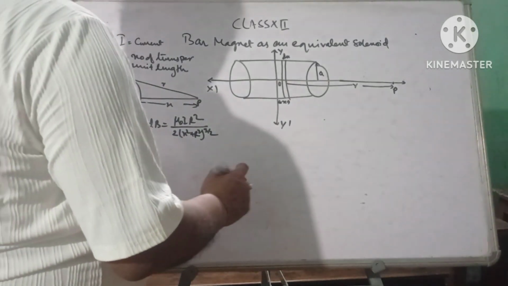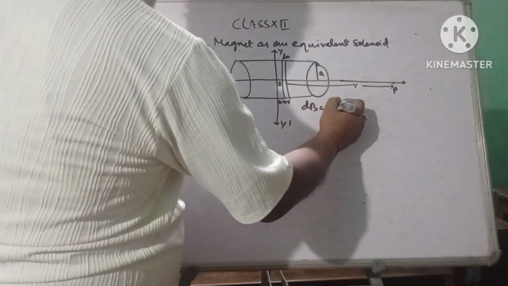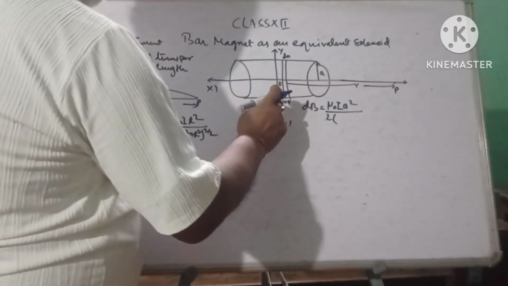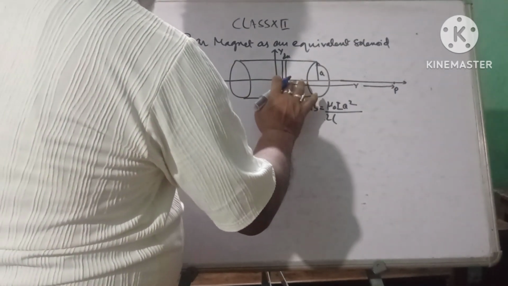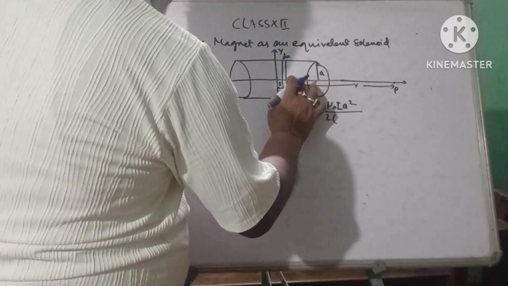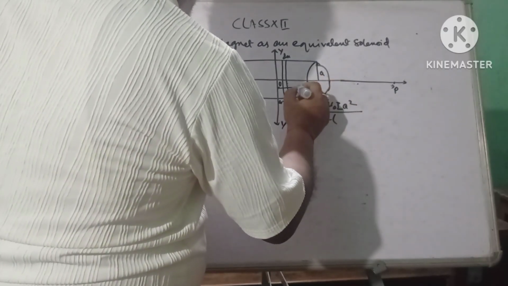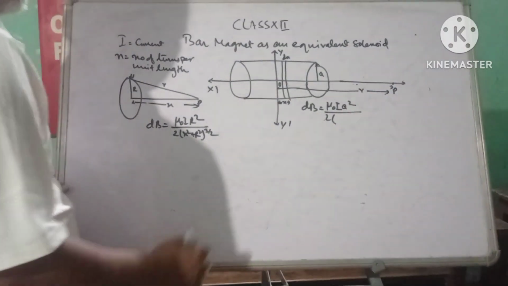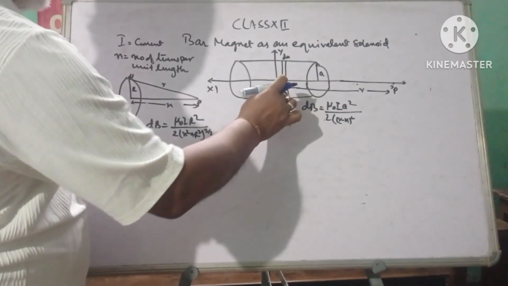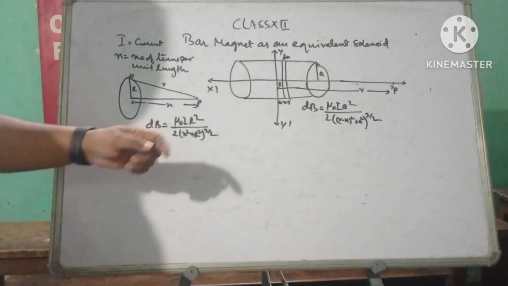According to this formula, the magnetic field at this point for one coil will be dB equal to mu naught I, and the radius is a, so a square by 2, over r minus x the whole square plus a square to the power 3/2. Here this r distance is from the origin, and the distance from the coil will be r minus x. This is for one coil according to the Biot-Savart law.